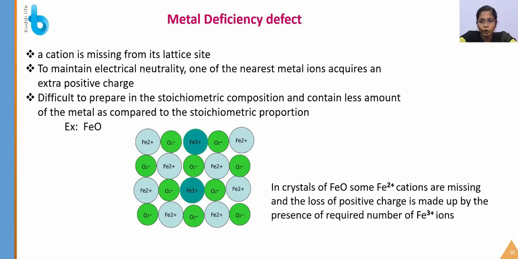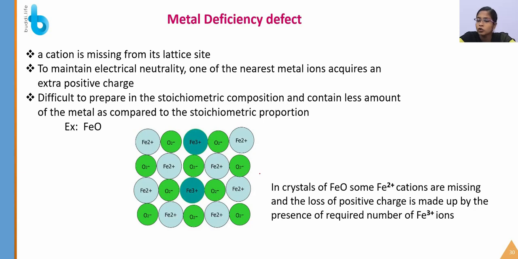So the next one is the metal deficiency defect. In this, a cation is going to be missing from its lattice site. To maintain the electrical neutrality, one of the nearest metal ions is going to acquire an extra positive charge and occupy the vacant site. It is difficult to prepare in the stoichiometric composition, and it contains less metal as compared to the stoichiometric proportion. The example of this type is iron oxide.